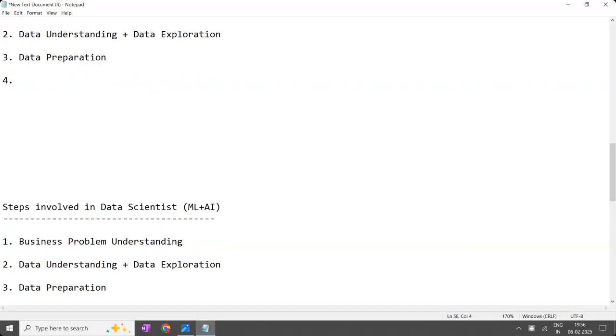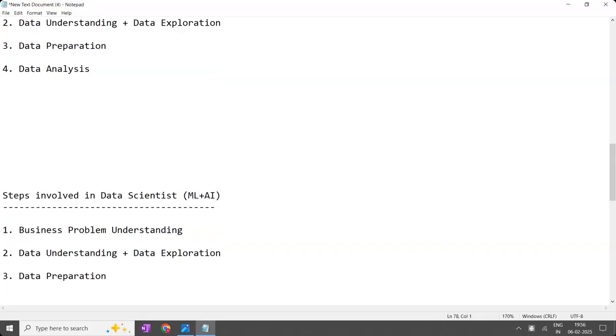For the fourth one, here we are going to do the data analysis. Here the fourth step is data analysis. Here the fourth step changes. The fourth step is called ML: apply ML or AI, which is also called modeling. So modeling means applying the ML or AI algorithms as per the given data.